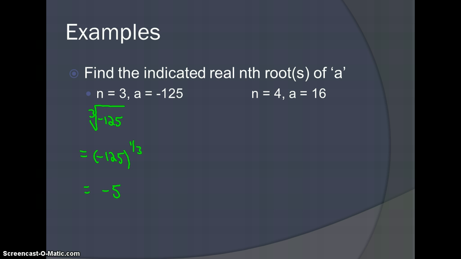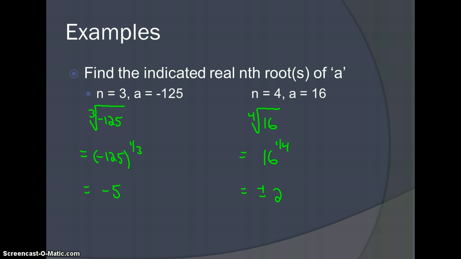For the next one, we're asked to find the fourth root of 16. Again, this could be written as 16 to the 1/4. We're asking ourselves what number multiplied by itself 4 times gives us 16. Well, that's going to give us plus or minus 2 as our answer.